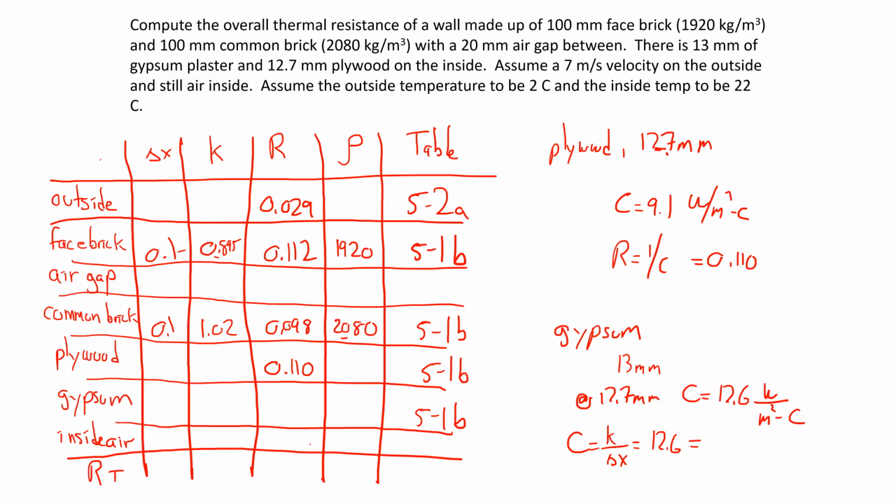And then finally, inside air. If you were to go to the table, that's table 5.2a. If I go to table 5.2a and look up still air on the inside for a vertical surface, horizontal heat transfer, for an emissivity of 0.9, assuming dark surfaces, I would get a resistance of 0.12.